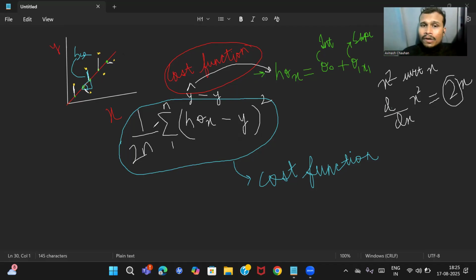And how have we derived the cost function? Again, I'm repeating that. y minus y hat is nothing but this thing, our sum of residuals, the distance between that point. And what is y hat? y hat is nothing but h theta of x. That is similarly the y hat here, which we are going to discuss.